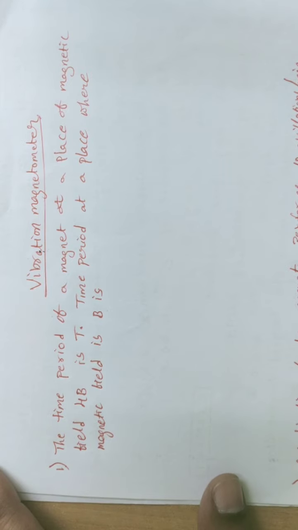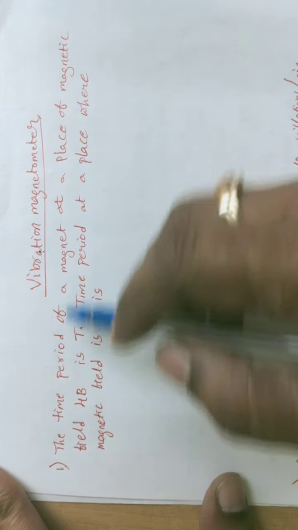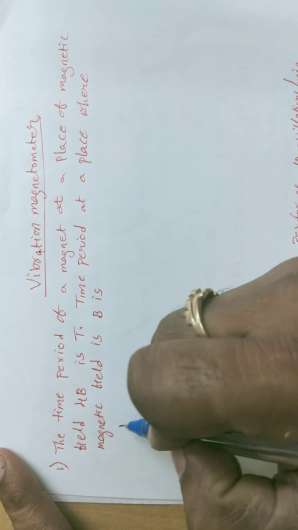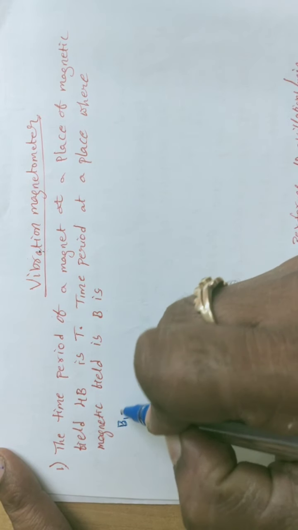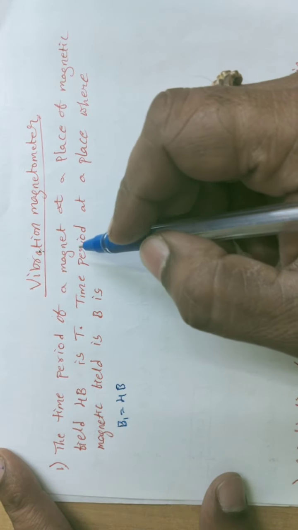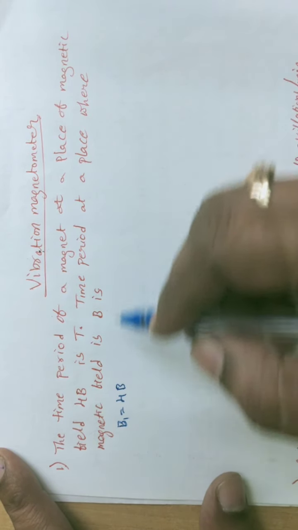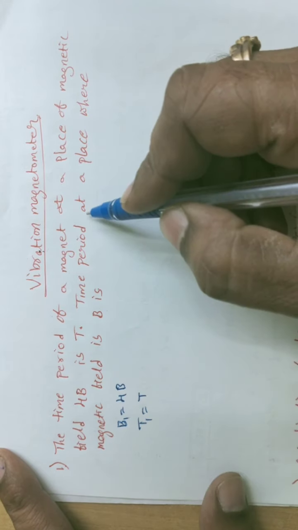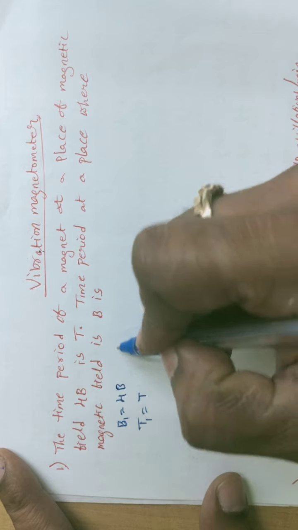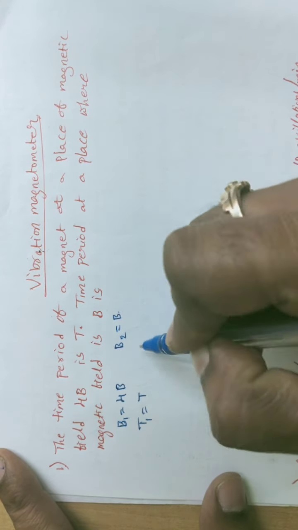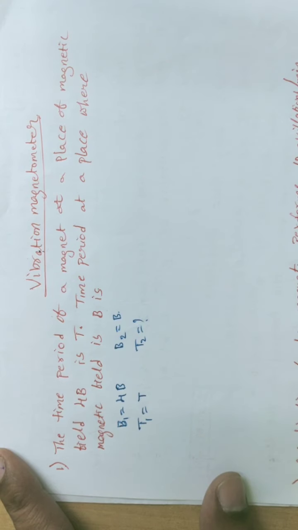See students, this is a very simple question for you. The time period of a magnet at a place of magnetic field 4B is T. Here B1 is 4B, and the time period T1 is T. Now the time period at a place where the magnetic field is B, the new magnetic induction, is T2. How much is T2?